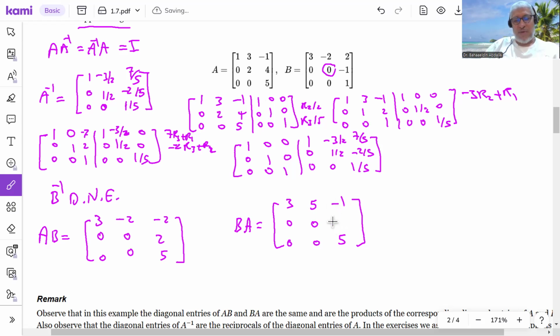And finally, this number is in the second row, third column. So multiply the second row of B by the third column of A. So I'll have negative 5. And you can notice that AB is not equal to BA also in this case.